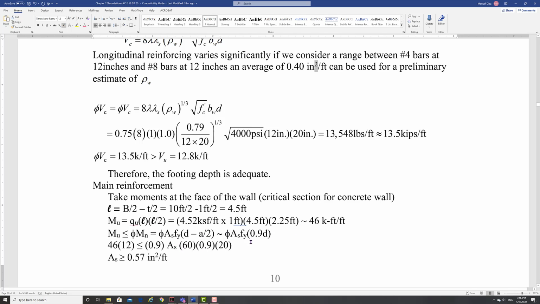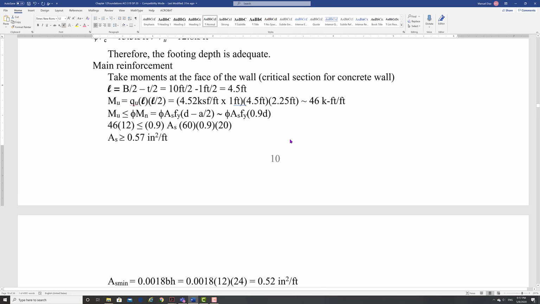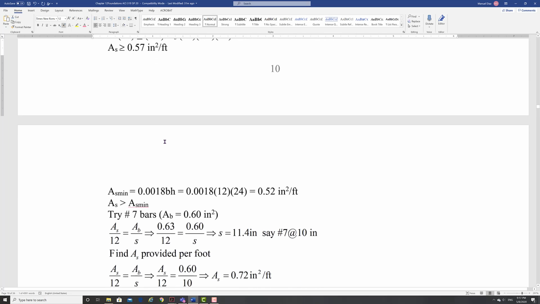And I use my formulas that I've been using all the time, right? So we get our area of steel. That doesn't change. Check minimums. Footings use the same minimum as the slab. Same concept. So 0.52, that's my minimum. My required value is a little bigger, so we're going to use that.